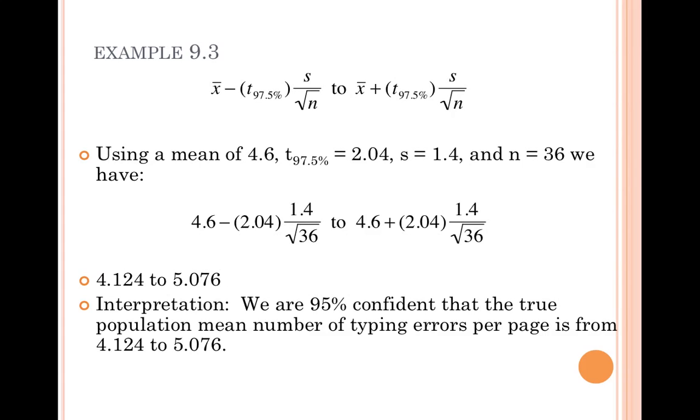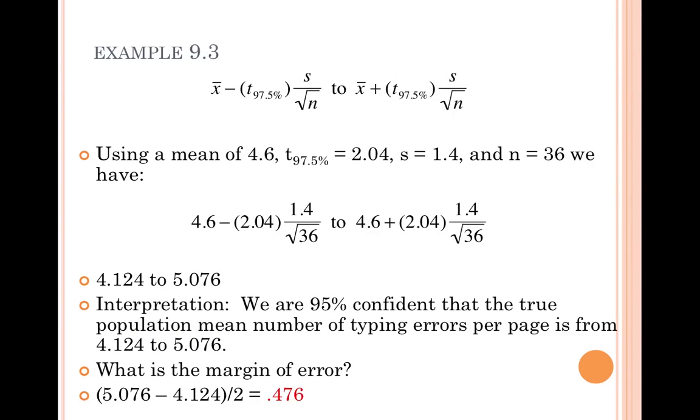And if we want to find the margin of error, we simply take the upper value, subtract the lower value, and divide by 2. So we take 5.076 minus 4.124, divide by 2, and our margin of error is 0.476. So the relationship between the margin of error and the confidence interval: if I go back to 4.6, our sample mean, and I subtract the margin of error, I'll get the low end of the confidence interval. And if I go to our sample mean, 4.6, and add the margin of error, I get the upper limit of our confidence interval. So the sample mean plus or minus the margin of error gives us the range from 4.124 to 5.076.